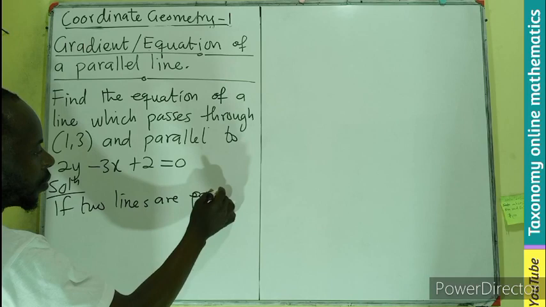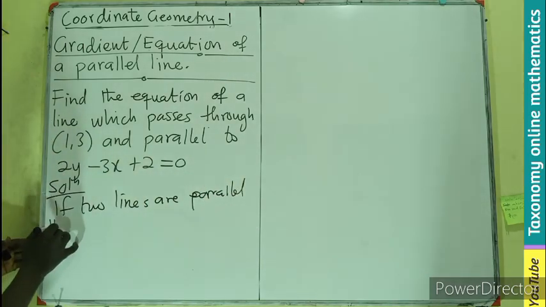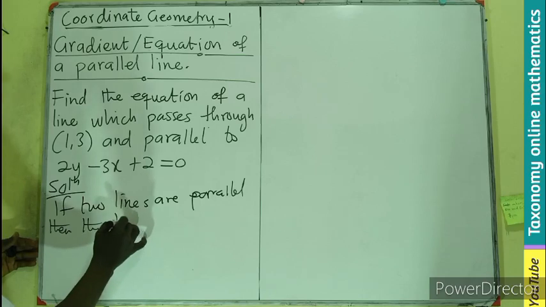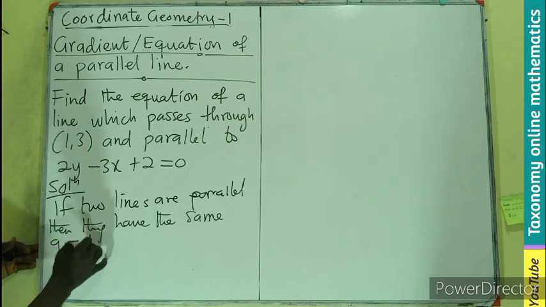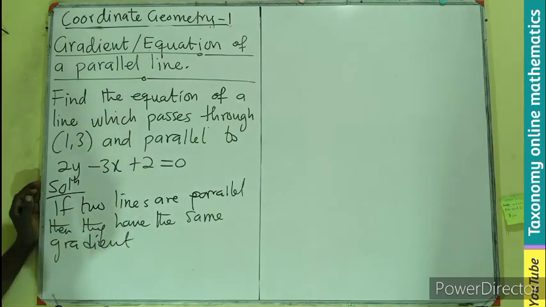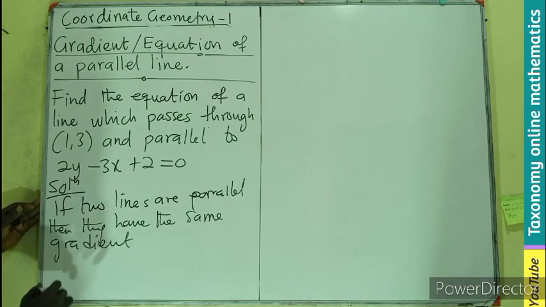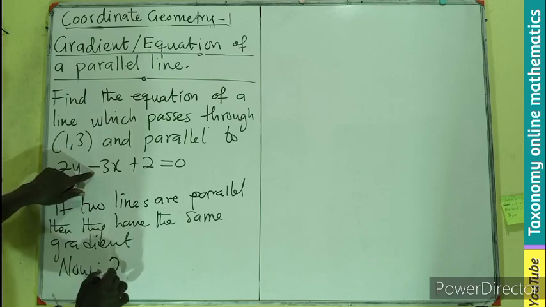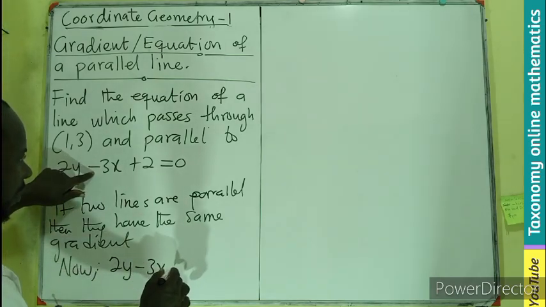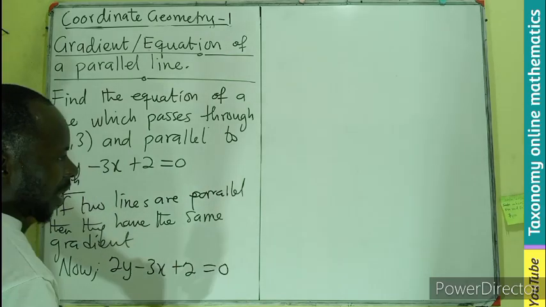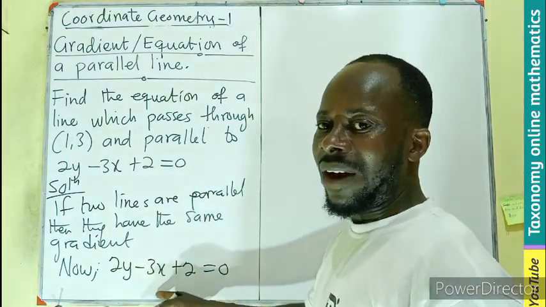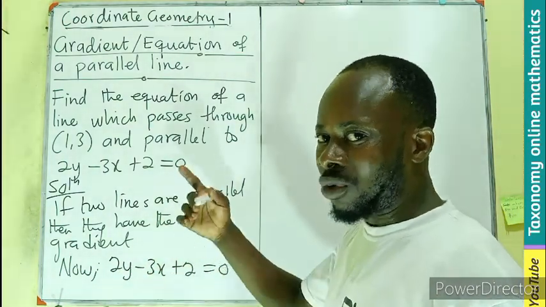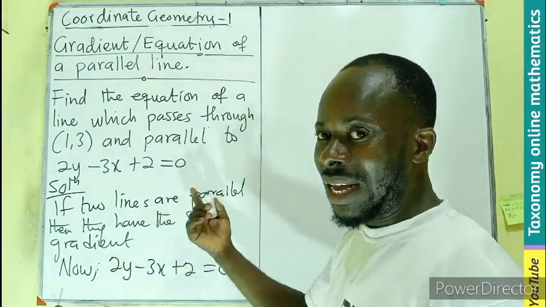So we have already established that if two lines are parallel, then they have the same gradient. So now we are going to find the gradient of the first one: 2y minus 3x plus 2 equals 0. Remember, in the previous episode we learned how to find the gradient of this directly without writing it into the slope-intercept form. But we can still write it in that form.